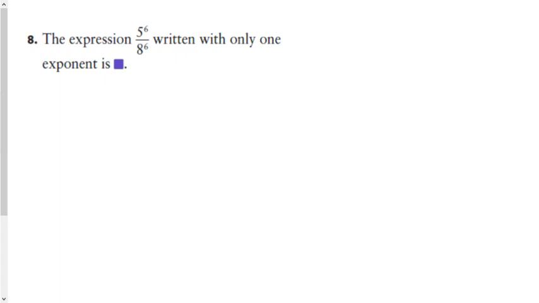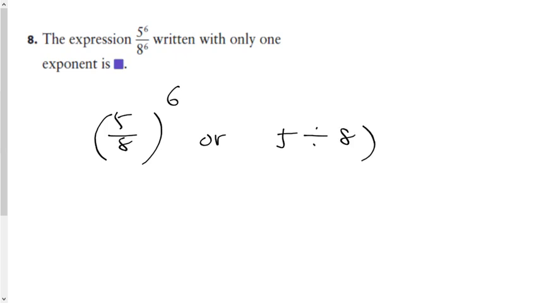Question 8, the expression 5 to the power of 6 divided by 8 to the power of 6, written the same way. This is division. So I can write 5/8 with the exponent of 6, or alternatively, I could have written this. Either way, it's the same answer. 5 divided by 8 outside of 6, or 5/8 to the exponent of 6, written using only one exponent.